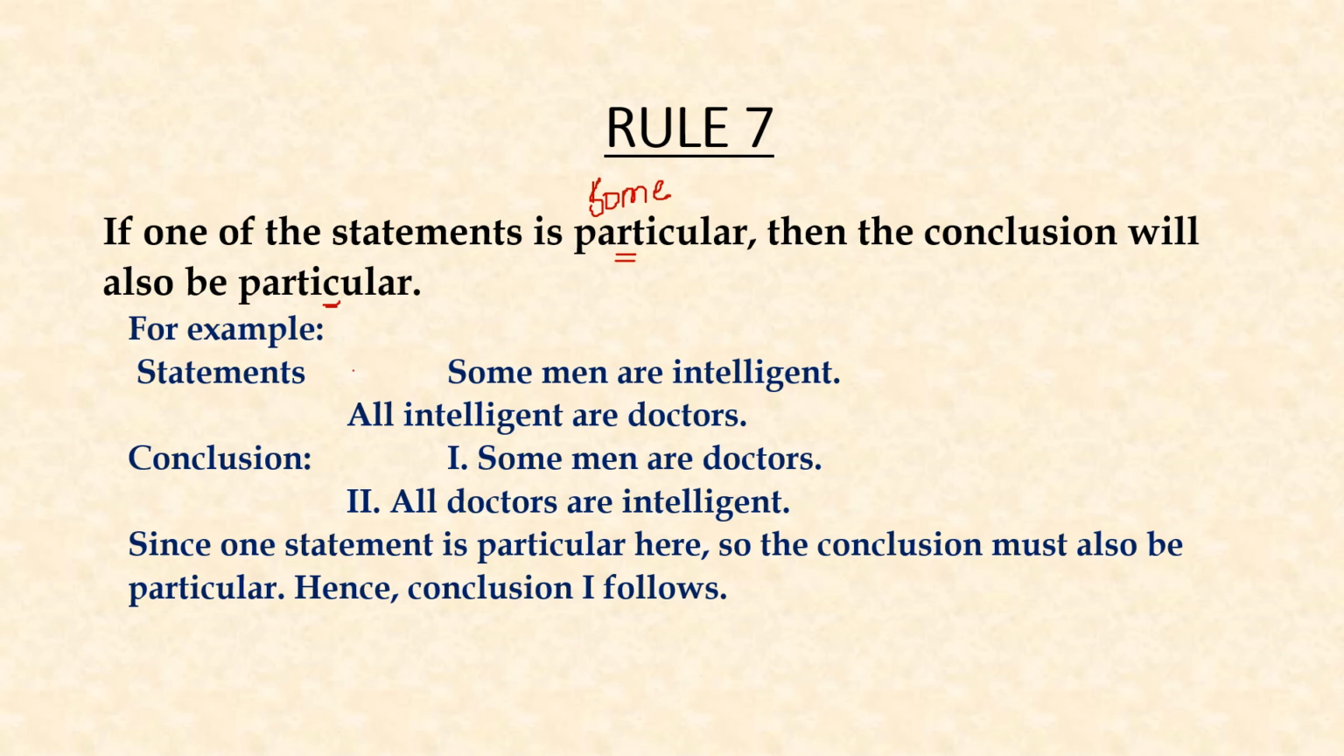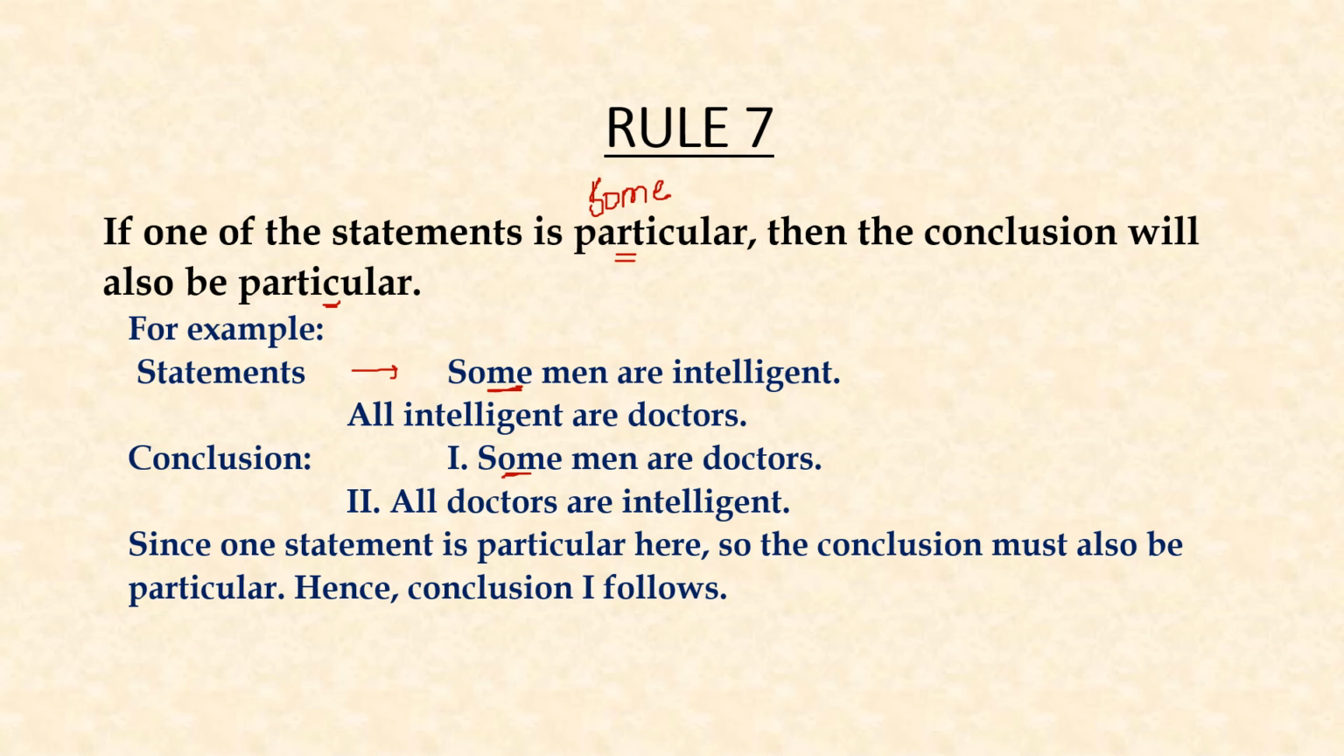So if you look over here, the first statement says some men are intelligent. So yes, this is a particular statement because we find the word some written here. And the second one is a universal statement, all intelligents are doctors. Now the conclusion will also be particular in this case. So conclusion के लिए particular अगर हम देखेंगे तो we find the first conclusion, some men are doctors. This is a particular statement, so this should be the conclusion.